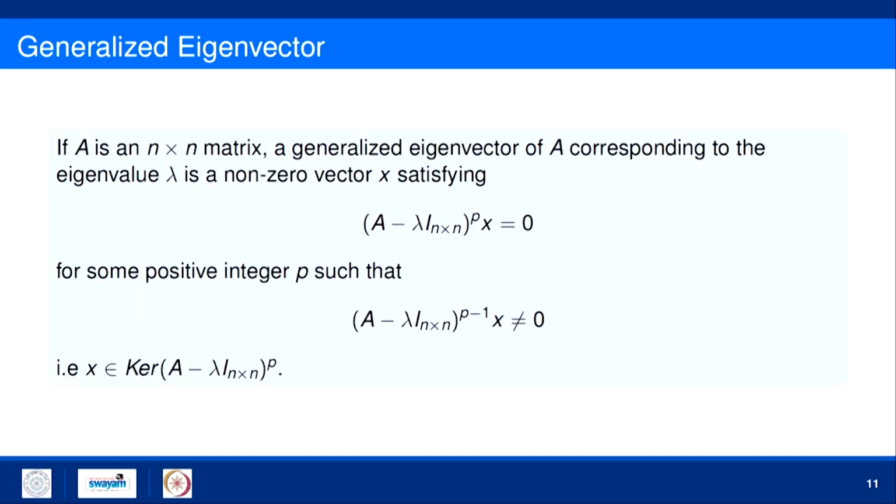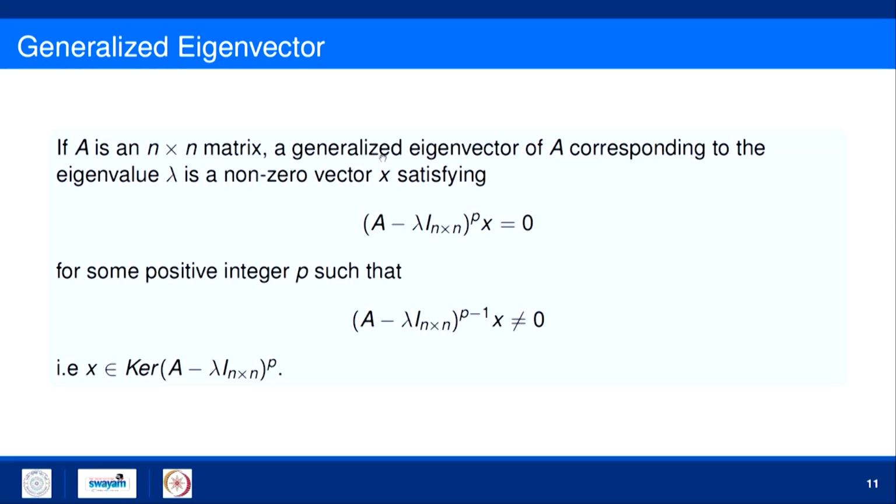For writing S, as I told you, S is a matrix having columns as eigenvectors of A as well as generalized eigenvectors of A. We know how to calculate eigenvectors, but we do not know how to calculate a generalized eigenvector. So, let me define a generalized eigenvector of a matrix A. If A is an n by n matrix, a generalized eigenvector of A corresponding to eigenvalue lambda is a non-zero vector x satisfying (A minus lambda I) raised to power p times x equals 0 for some positive integer p such that (A minus lambda I) raised to power p minus 1 times x is not equal to 0.